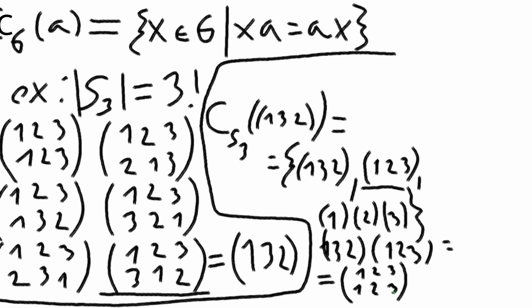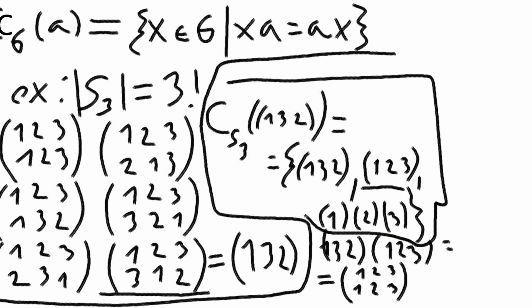Alright. And then the identity element will not change the element it's applied to. And again, the order of this operation won't matter. So either way, it won't change the result. So these 3 are the elements of the centralizer for the cycle (1 3 2) in this group of 6 permutations.